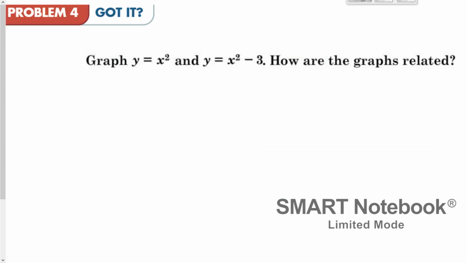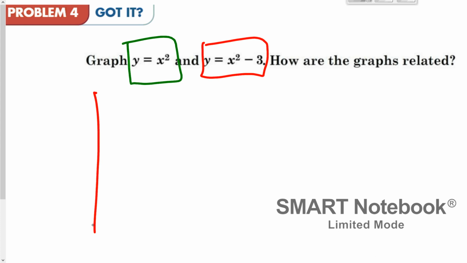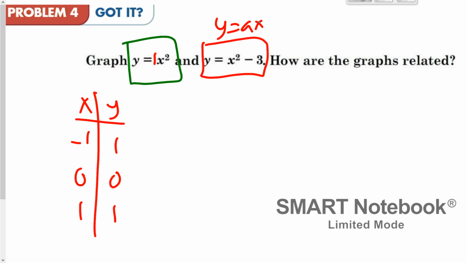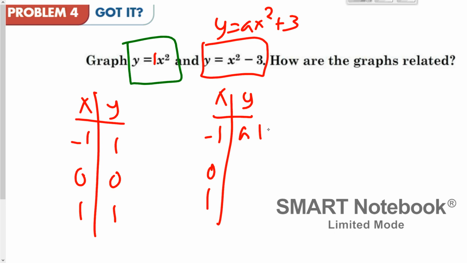Okay, go ahead and try this problem. Okay, so here, go ahead and graph this. And then graph this one. This one's the parent function, right? -1, 1, 0, 0, 1, 1. Right, it's my a. My a is 1. Here, remember, it's y equals ax squared plus c. So if my x's are -1, 0, and 1, then my y will be my a plus my c, 0 plus my c, which equals c, and a plus my c.